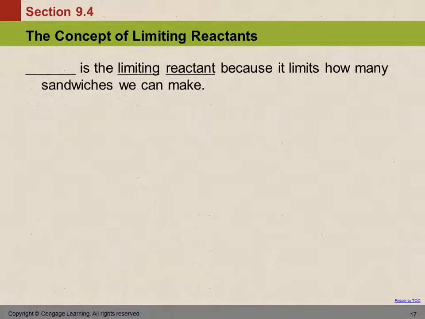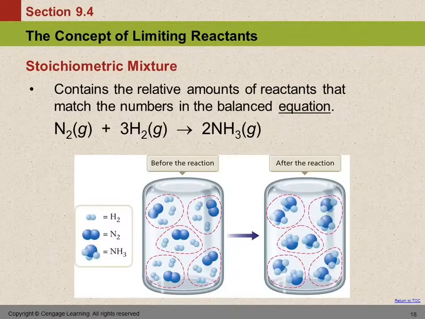So in that example, the meat was the limiting ingredient or the limiting reactant. The meat limited how much we could make. So the limiting reactant limits how much product you can make. Let's look at a different situation. This is called a stoichiometric mixture, where we have exactly the right amount of stuff.